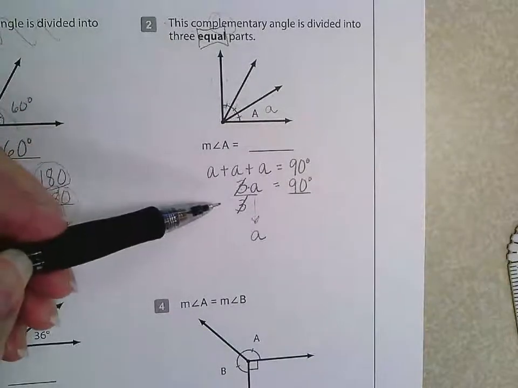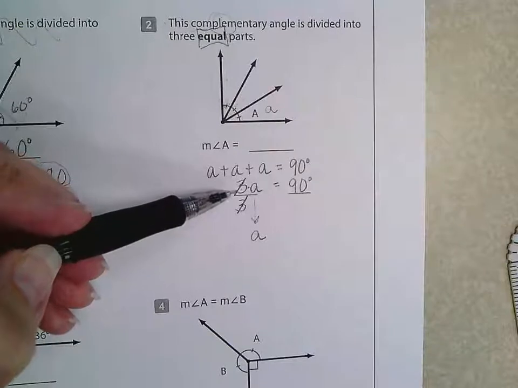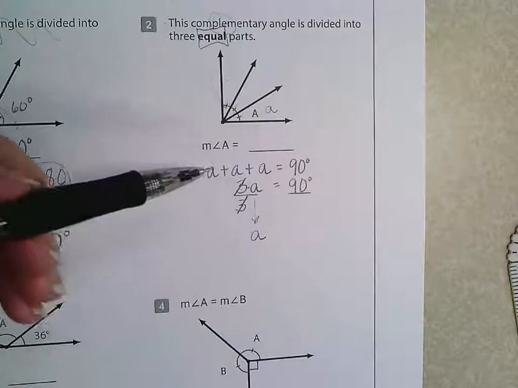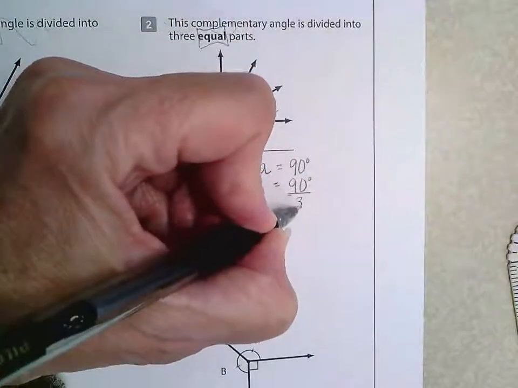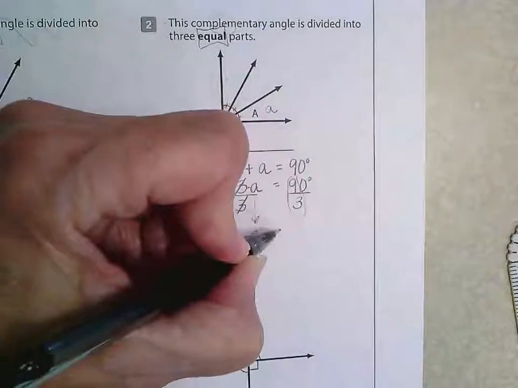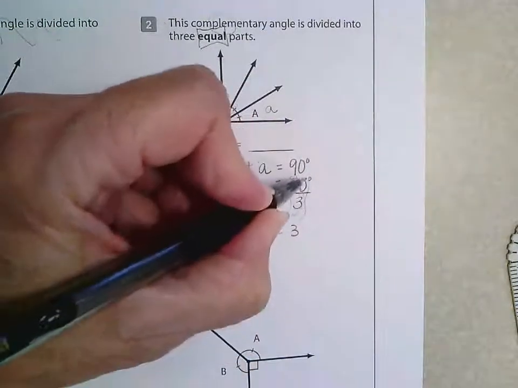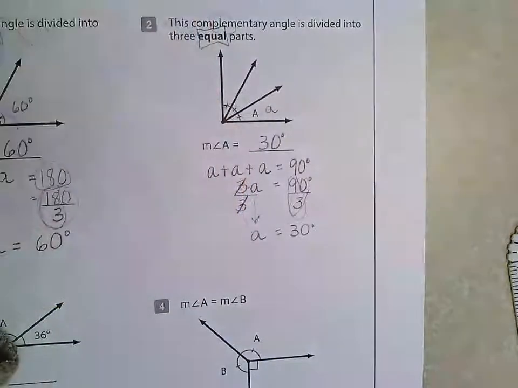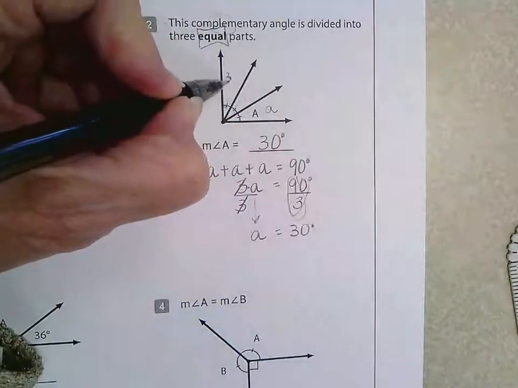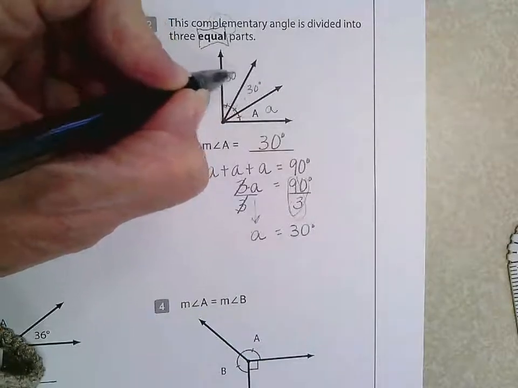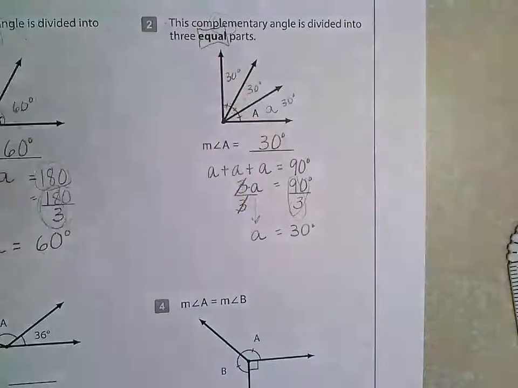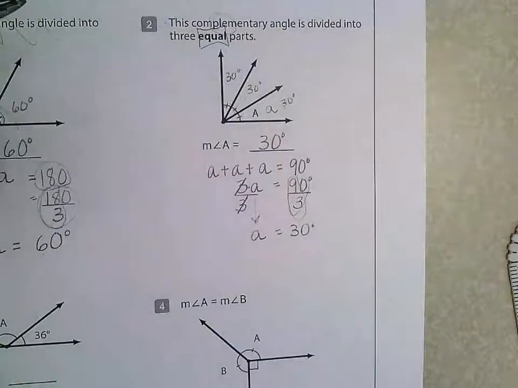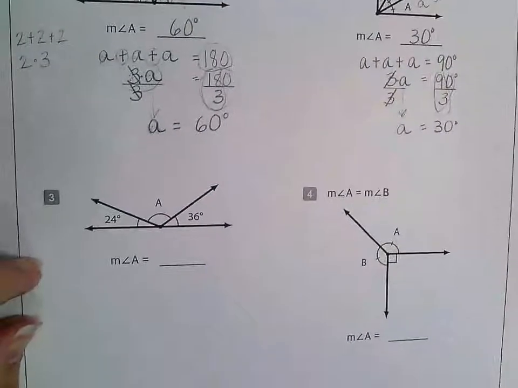So this is a continuation of number 2. 3 divided by 3 is 1, so I'm just left with an A on the left-hand side. And 90 divided by 3: 9 divided by 3 is 3, 0 divided by 3 is 0. So my answer is 30 degrees. Each of these angles up here is 30 degrees, and if I multiplied 30 times 3, I would get 90. So that works. Number 3.